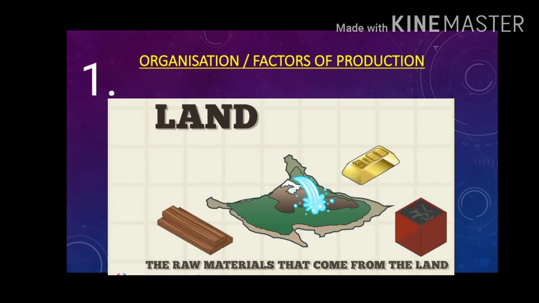So this is nothing but land, the very first and most important factor of production. Now land doesn't mean only land. It means the raw material that comes from the land. It can be water, it can be forest items, the metals that we get from the land, like iron and gold. And even the soil itself, like for a farmer, the soil in which he's cultivating, that is its land.